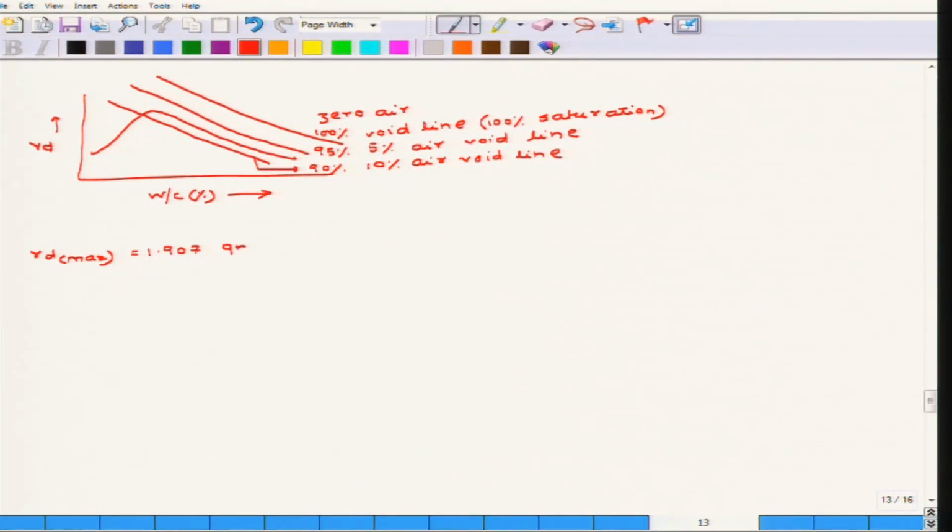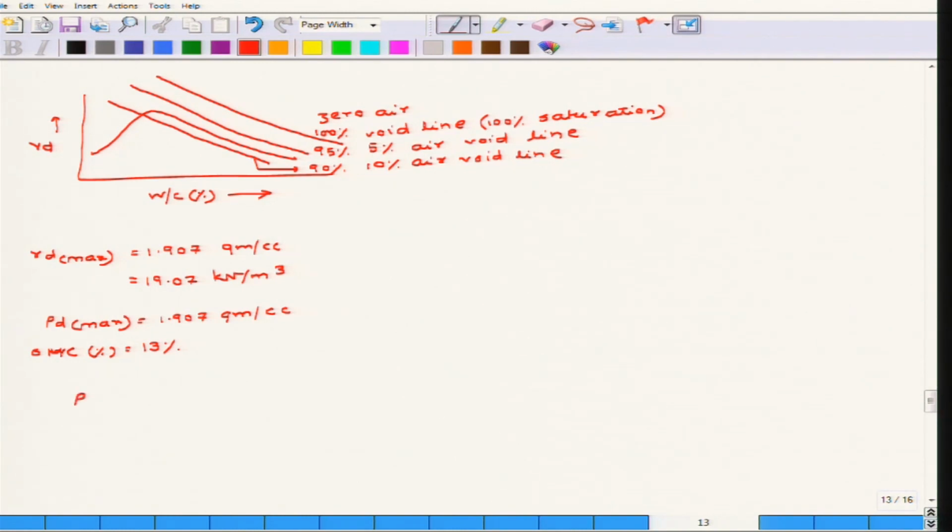This is in gram per cc, but actually this is a unit weight, so basically it will be 19.7 kilonewton per meter cube. Since we have proceeded with gram per cc, we will proceed with rho d max. So, this is equivalent to 1.907 gram per cc. The corresponding optimum moisture content, or the OMC, is found out to be 13%.